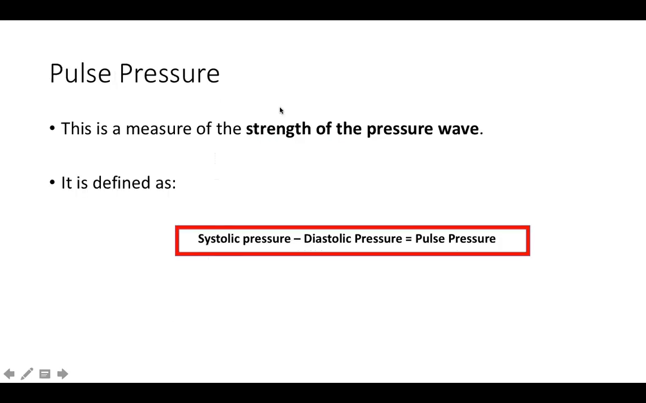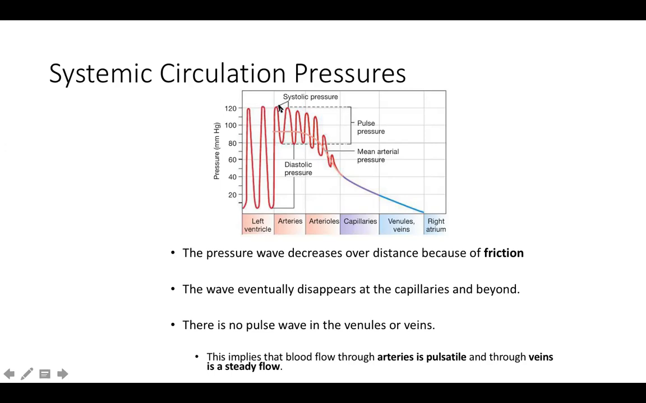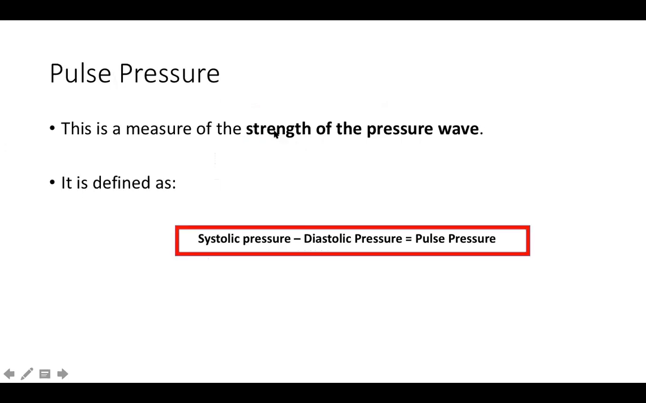There is a name for the difference between systolic pressure and diastolic pressure, and the magnitude of this pressure wave in the arteries. It's called the pulse pressure. And what the pulse pressure tells you is how strong a pressure wave you have.